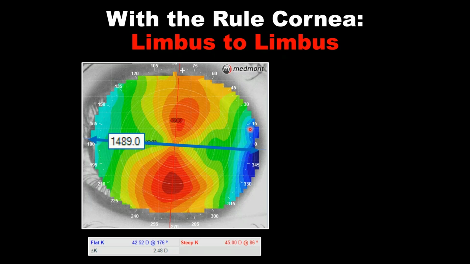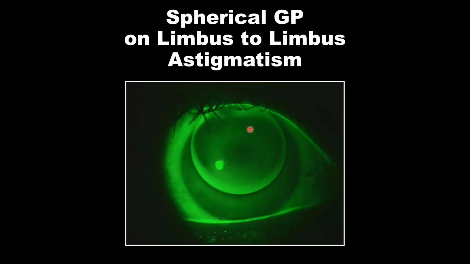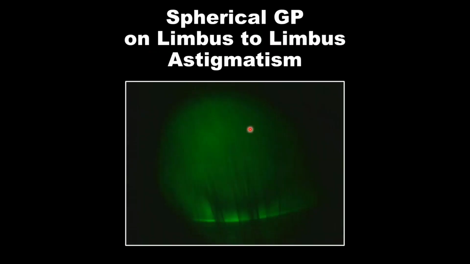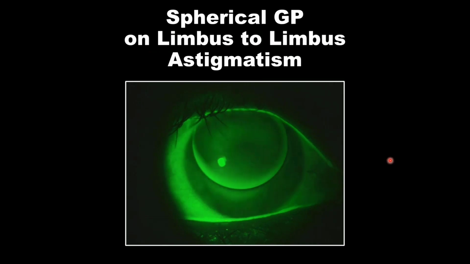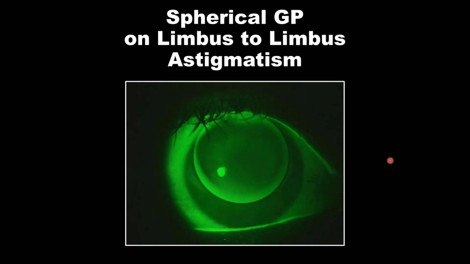Well, let's measure the sagittal differential. Let's measure flat, measure steep. What's the difference? This eye has 115 microns of sagittal differential. So when we place this contact lens on eye, similar to our other high corneal astigmat, we can create a good relationship across the flat meridian, but the steep meridian, the vertical, requires a completely different depth.